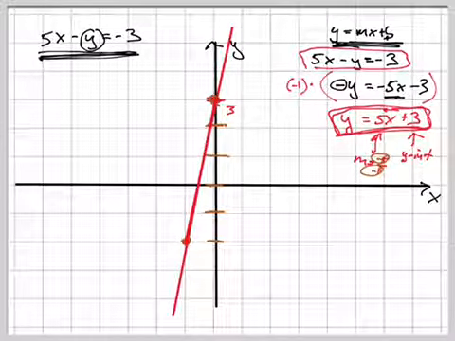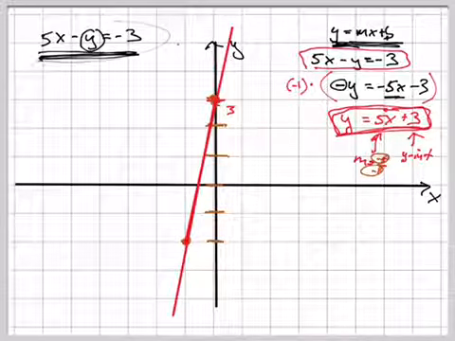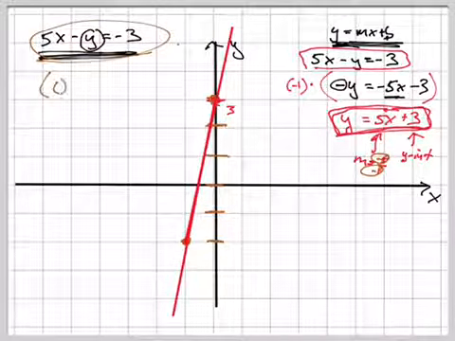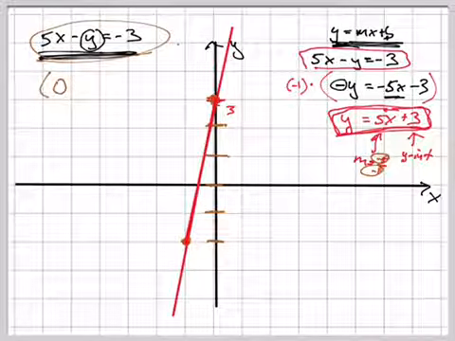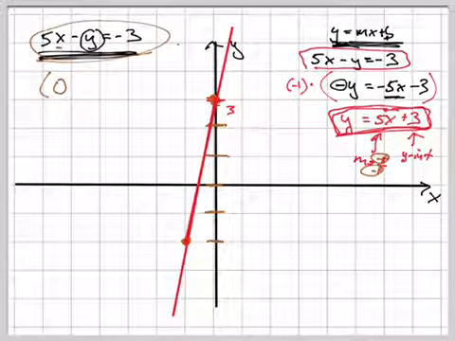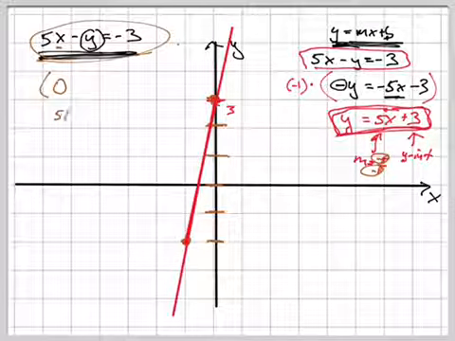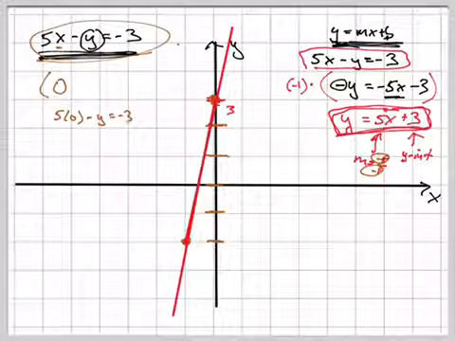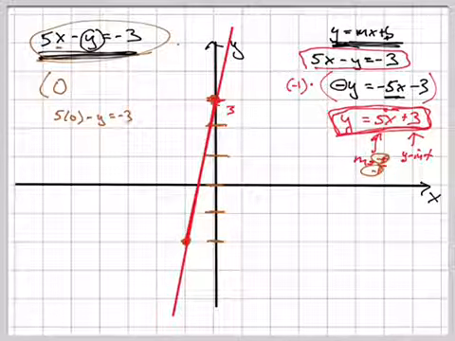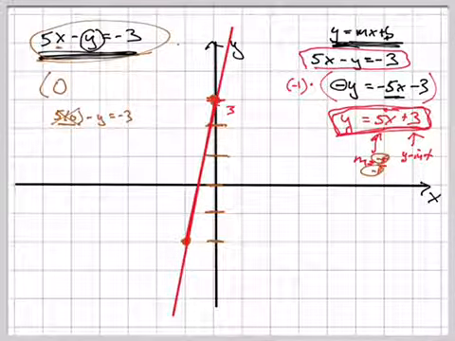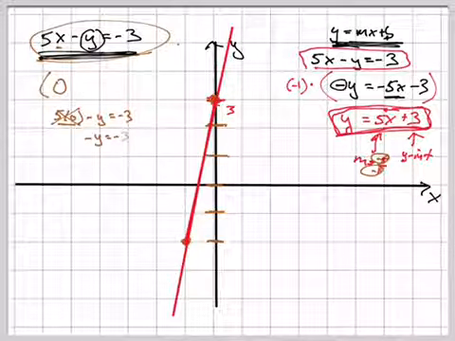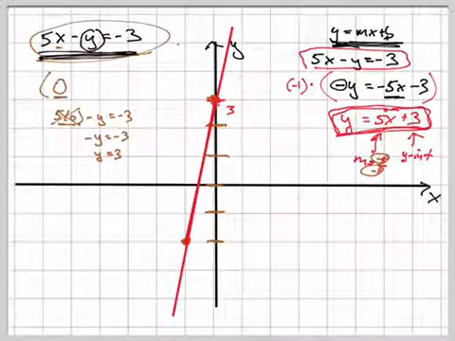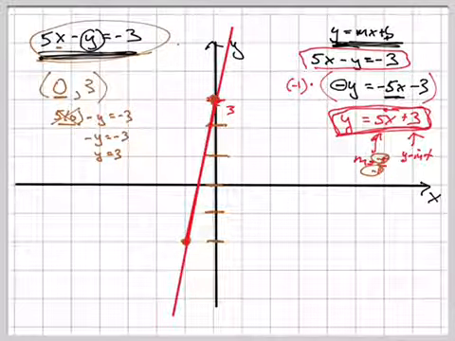Now the other way I could have done it is with this right here. I could have just plugged in a couple points. I could have plugged 0 in for x. If I plug in 0 for x, let's do the work underneath here. I would get 5 times 0 minus y equals negative 3. And then, so that means this is 0, right? That means negative y equals negative 3, which means y equals 3. So if x is 0, y is 3. There's 1 point.